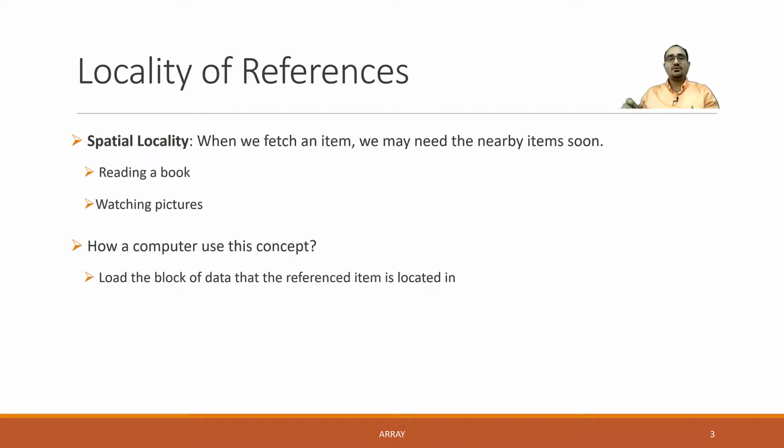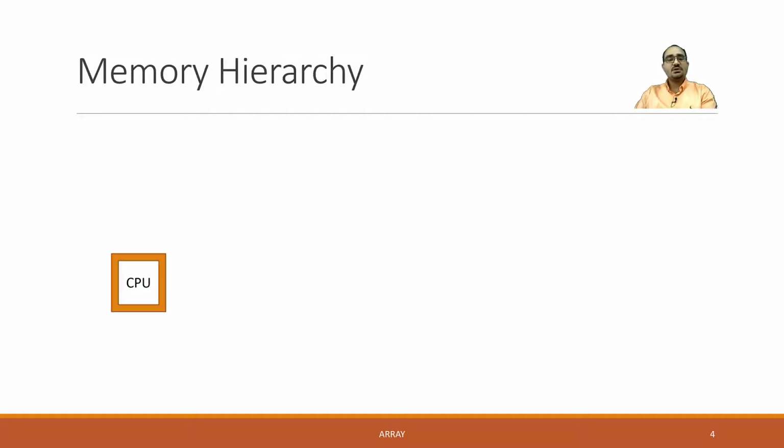When we need a piece of information, it doesn't bring just that piece of information. Instead, it loads the whole block that the target information is in. The size of the block varies depending on the operating system, memory, and these kinds of things, but it's usually more than 32 kilobytes. Now let's see what the memory hierarchy is.